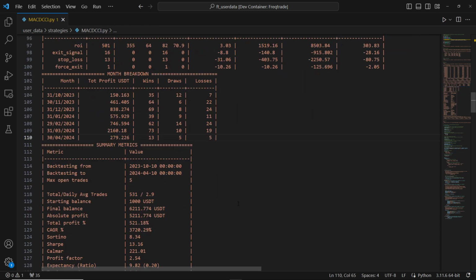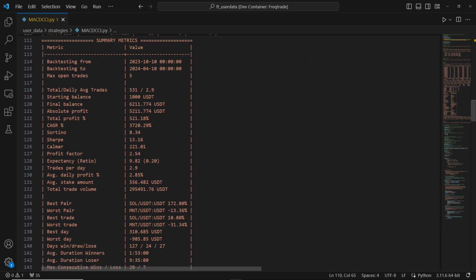In terms of risk-adjusted return, this strategy exhibits a Sharpe ratio of 13.16. The Sharpe ratio is a measure of risk-adjusted return, and a higher value indicates a better risk-reward payoff. Furthermore, the profit factor, another key performance metric, stands at 2.54. The profit factor measures the gross profit relative to gross losses, and a higher value is preferable as it indicates that the strategy's profits outweigh its losses.